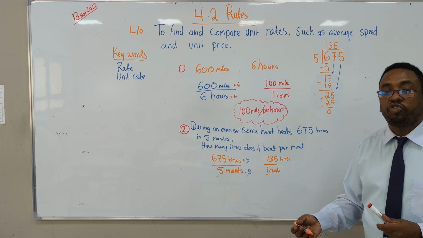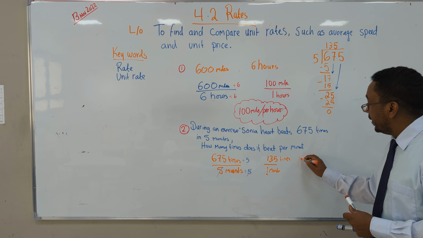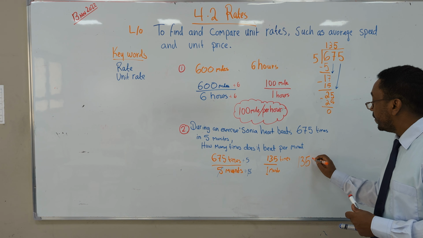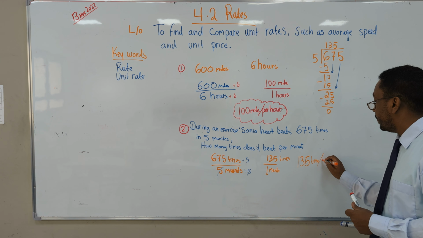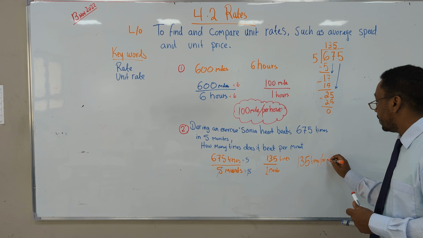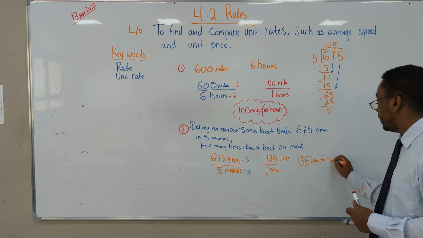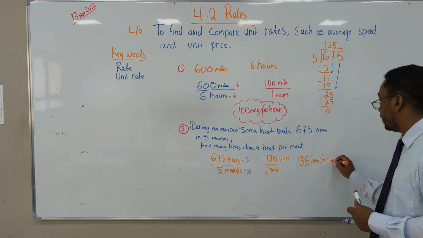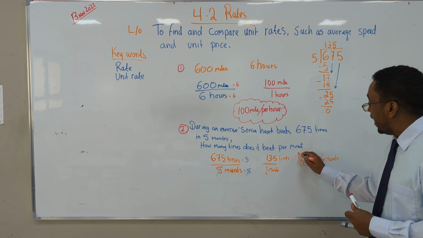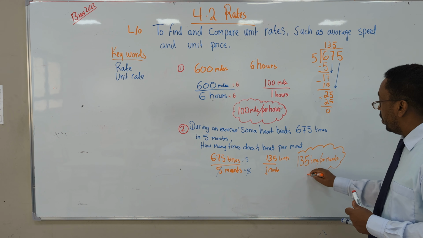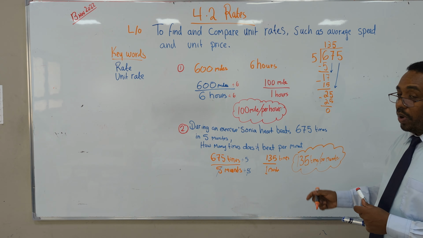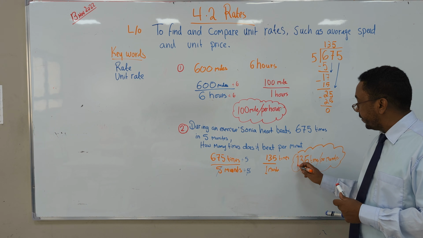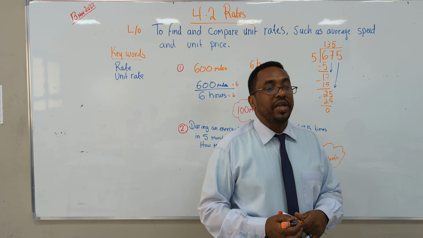Or in other words, if we write it short, we will say 135 times per minute. Okay? So this is the answer we are looking for. We've been asked how many times does it beat per minute? 135 is the answer. Are you with me, boys? Yes. Good. Do you understand that? Yes.